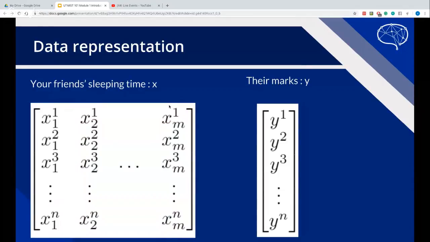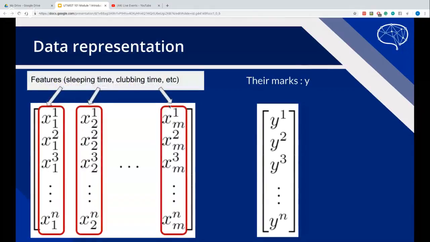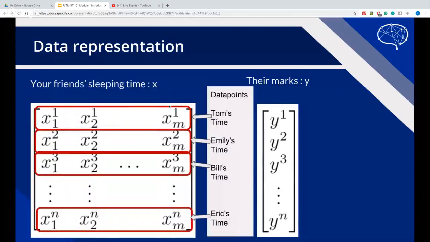Each column of that matrix is what we call a feature, such as the time spent sleeping or playing video games. And each row represents 1 data point, in this case the data of one of your friends. So in this case, we have n friends and n features.